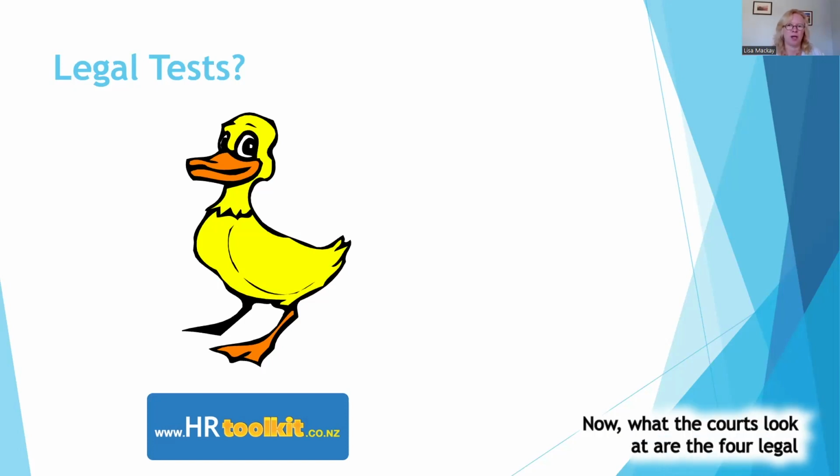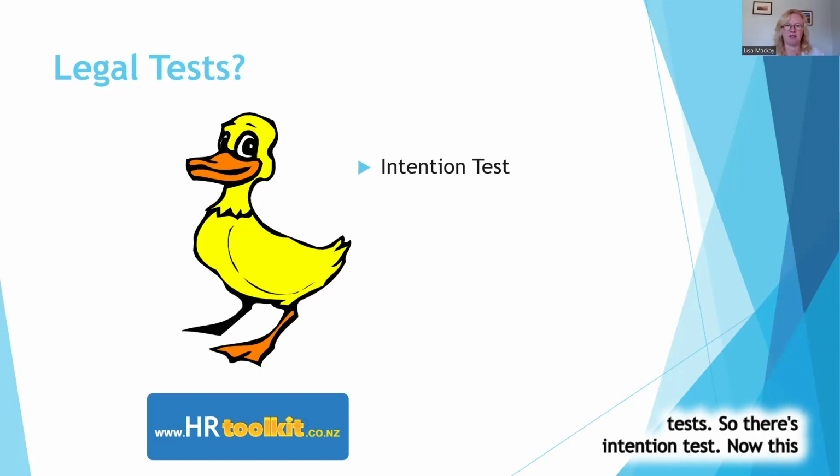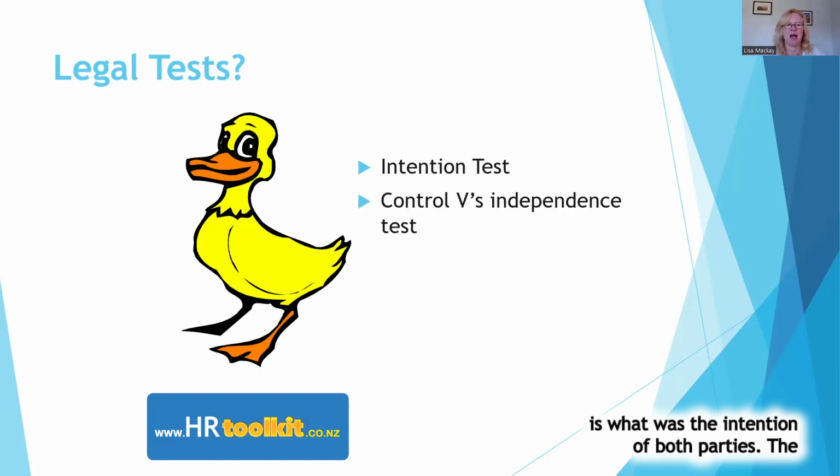Now, what the courts look at are the four legal tests. So this intention test. Now, this is what was the intention of both parties. The control versus independence test. So this is about how much can you substitute yourself? How much do you have to, as that individual? So if you're engaging Lisa Mackay to come and do your admin, wouldn't recommend it. I'm pretty useless at admin. But if you're engaging me to come and do your admin and you're saying, right, Lisa, you're an independent contractor, you can do the work whenever you like. You're quite independent. You're contracted out to do it. Clearly, I have the independence.